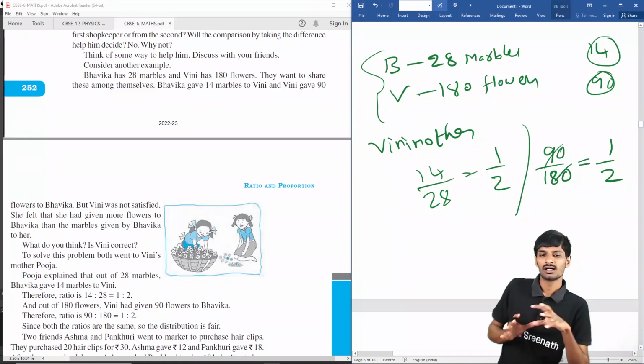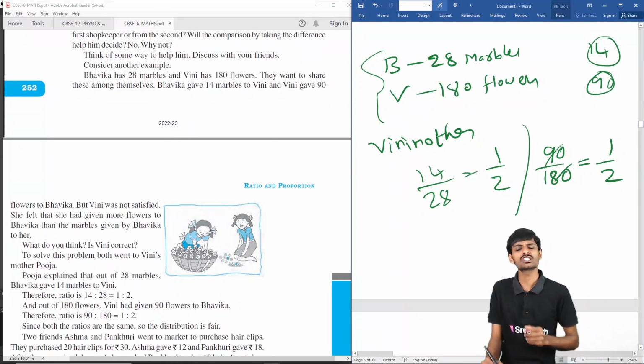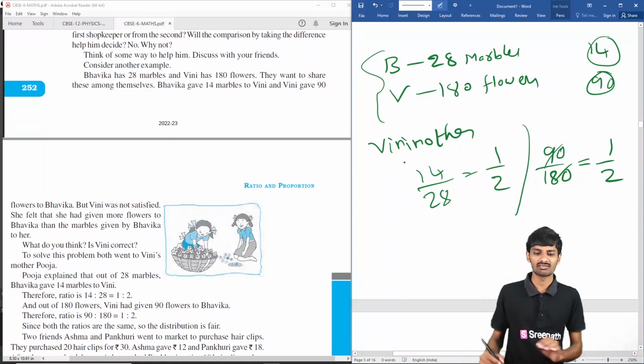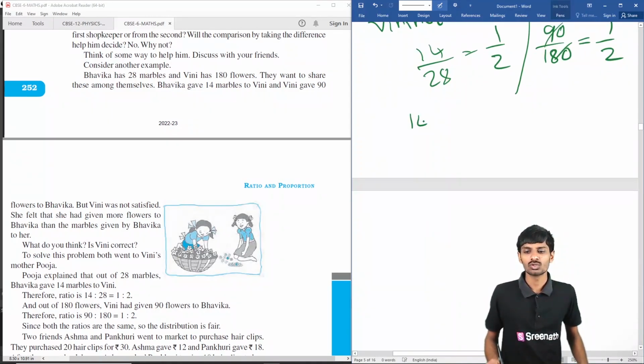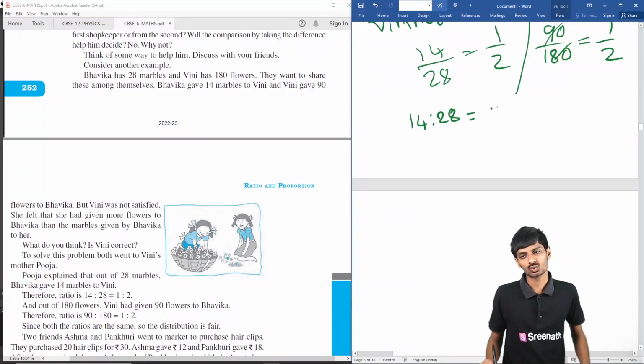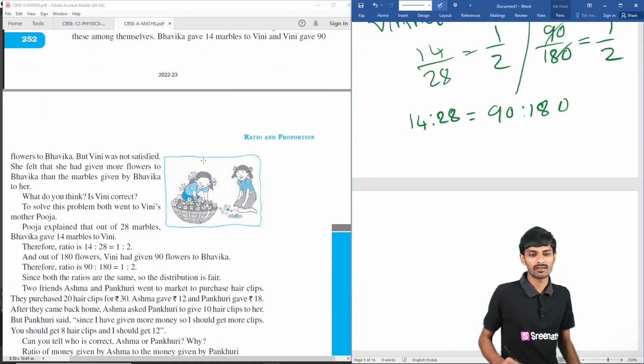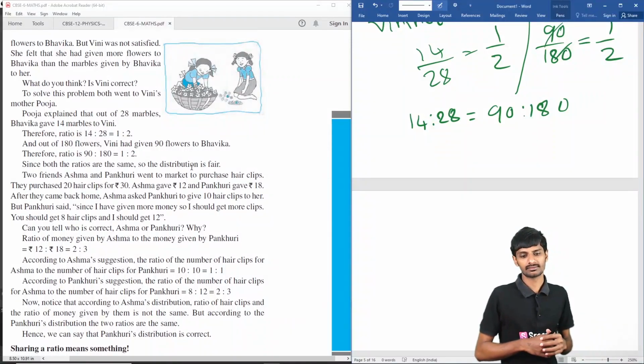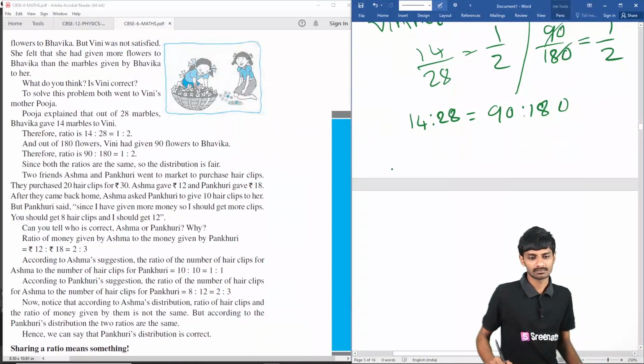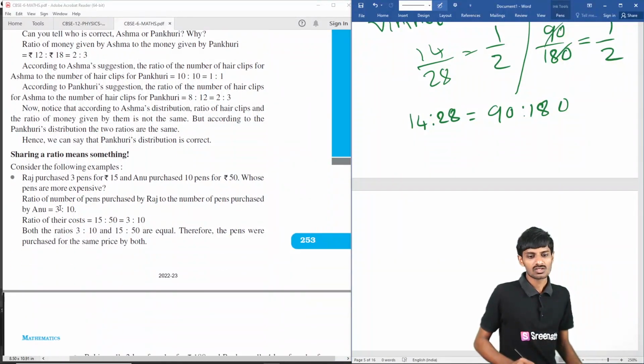So the sharing is good. The sharing is equal. Why? Because 14:28 is equal to 90:180. The ratio of 14:28 is equal to 90:180, friends. Okay, and the distribution is good. That is one of the cases. So here two ratios are equal, students. Then they are in proportion. We call them as being in proportion. Okay.